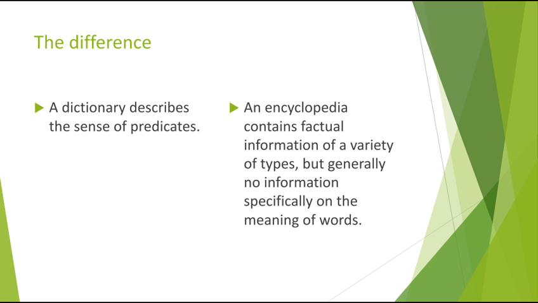Alright, now we continue with the difference between a dictionary and an encyclopedia. A dictionary describes the sense of predicates, while an encyclopedia contains factual information of a variety of types, but generally no information specifically on the meaning of words.